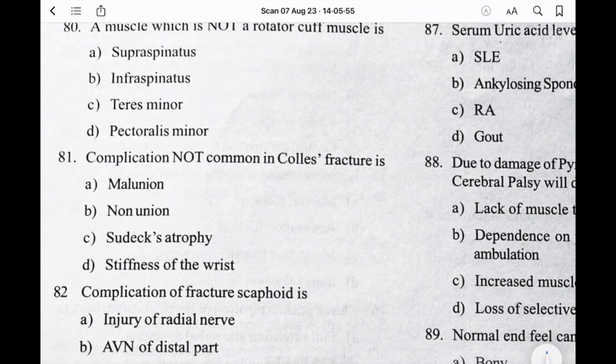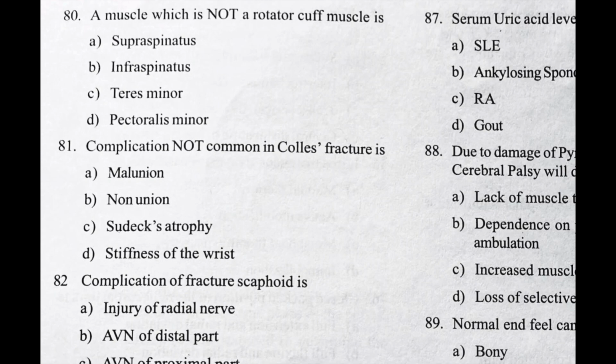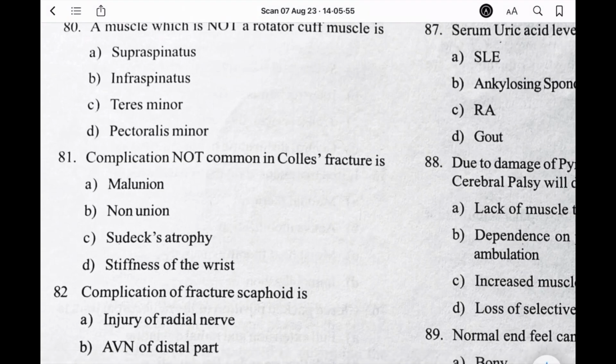Question number 80. Which muscle is not a rotator cuff muscle? Options are supraspinatus, infraspinatus, teres minor, and pectoralis minor. So option D is the correct one, because pectoralis minor doesn't have any insertion on the humerus.